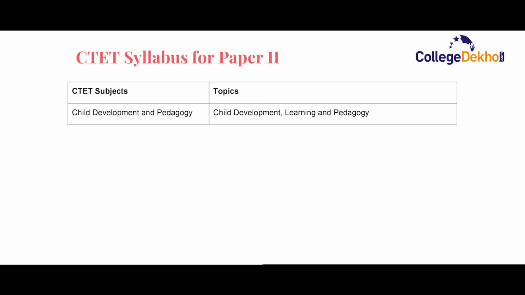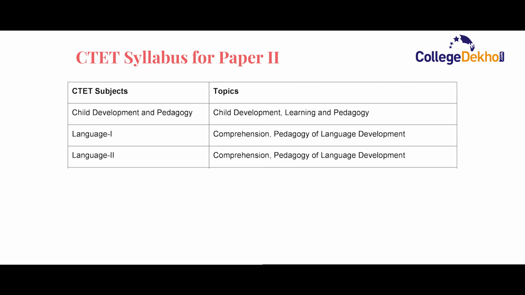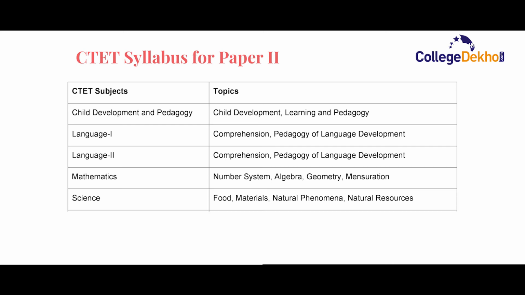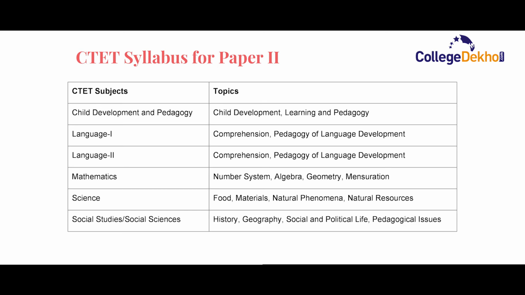Now let us look at CTET syllabus for paper 2. Child development and pedagogy section will include topics such as child development, learning and pedagogy. Language 1 and 2 will include topics such as comprehension, pedagogy of language development, etc. Mathematics will include topics such as number system, algebra, geometry, mensuration, etc. Science will include topics such as food, materials, natural phenomena, natural resources, etc. Social studies or social science will include topics such as history, geography, social and political life, pedagogical issues, etc.